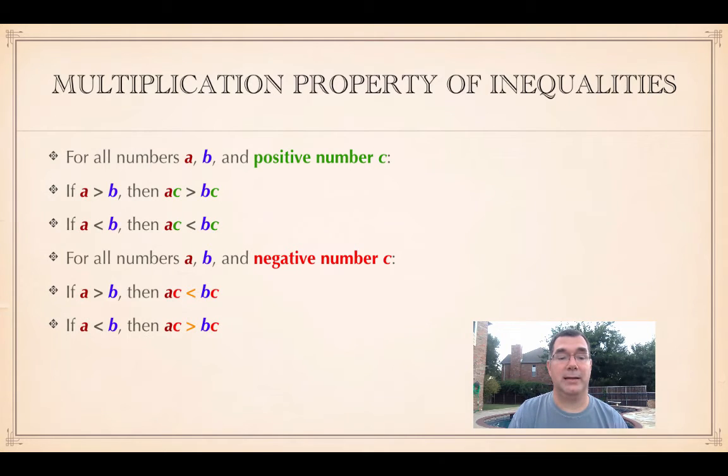If A is less than B, same thing. I have to multiply. If I'm multiplying both sides by the same thing, I have to change the direction of that inequality sign so that it faces the other way.